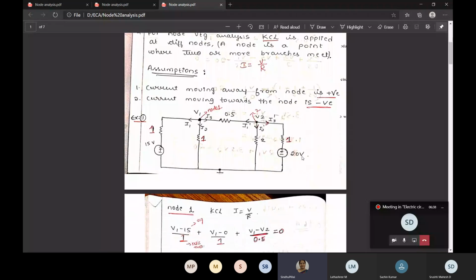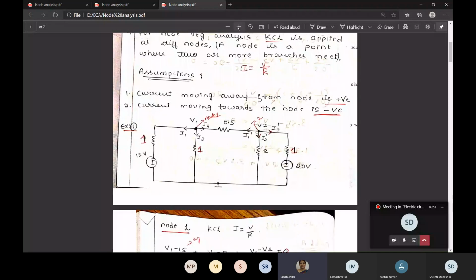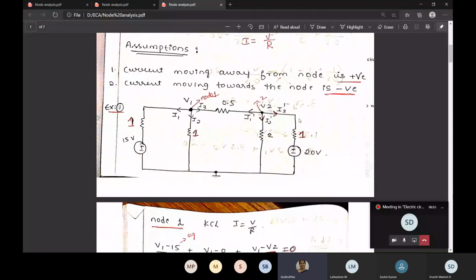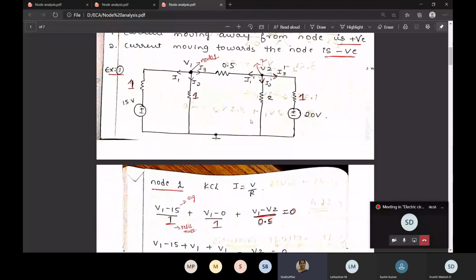We'll learn this method by taking one example. One network is shown here where we have three loops. Fifteen volts is the voltage source. Whenever they give the network, you first have to find how many nodes are there. You have to determine the nodes here. In this network we have two nodes, V1 and V2. In the problem they will not give the nodes; you have to find them out.